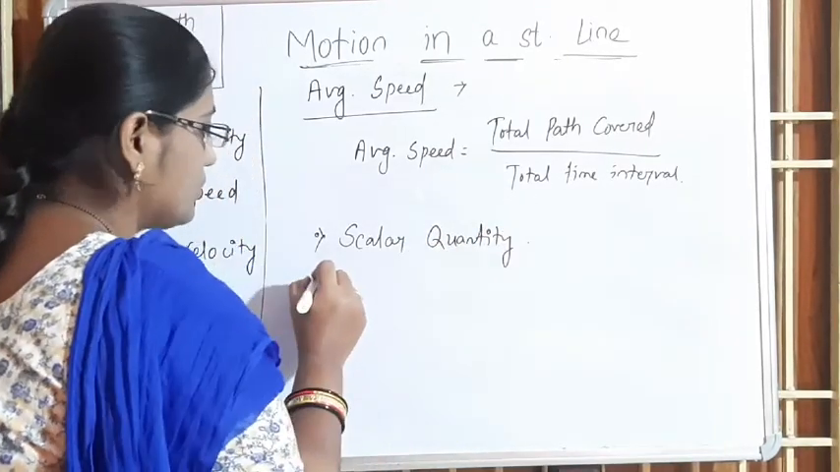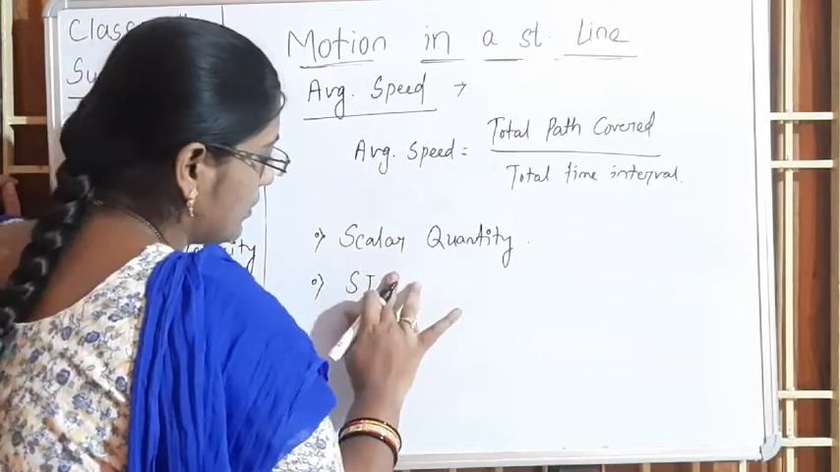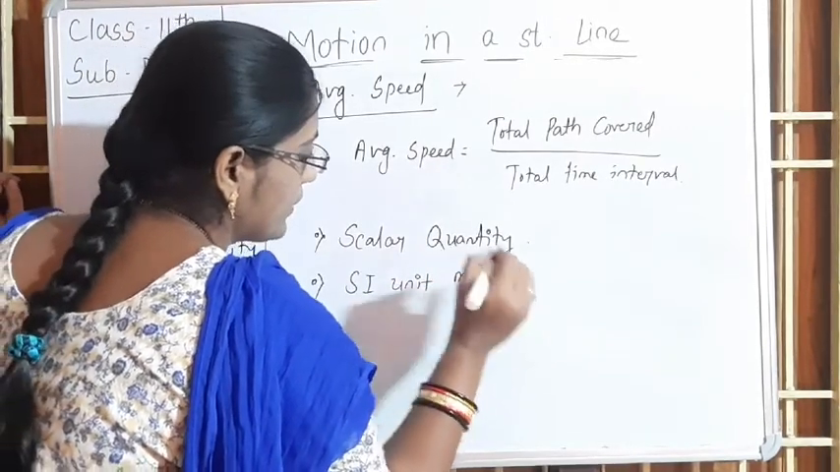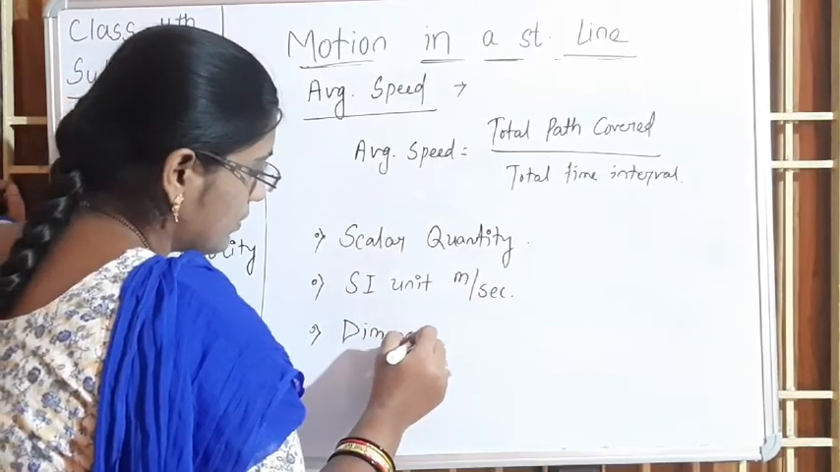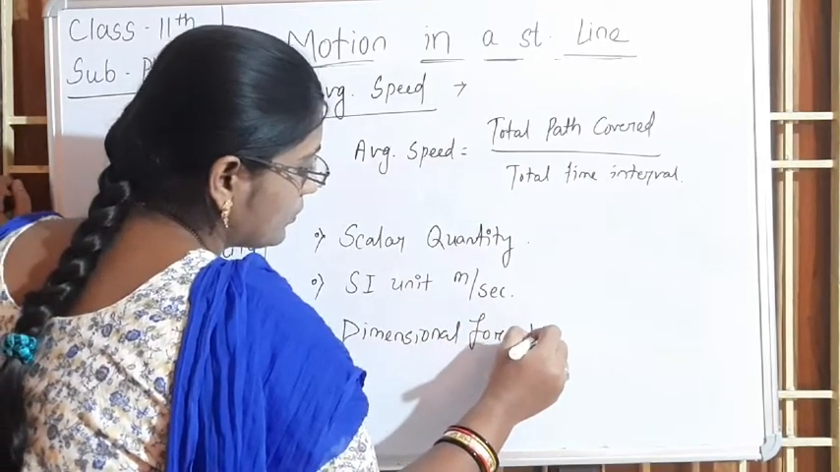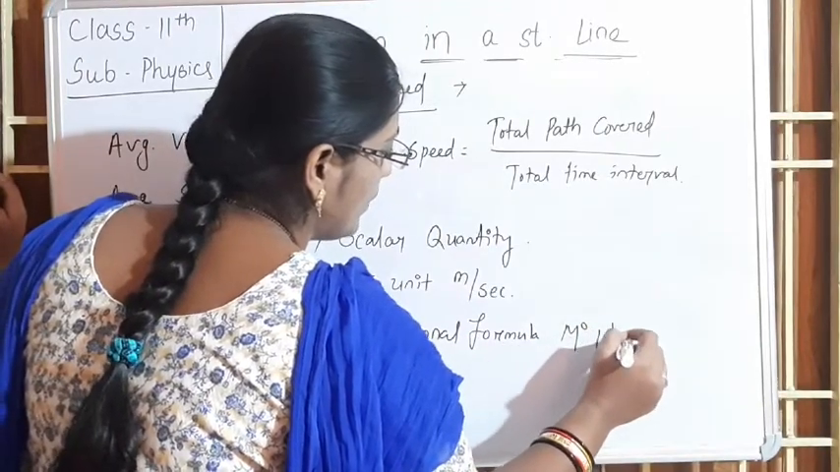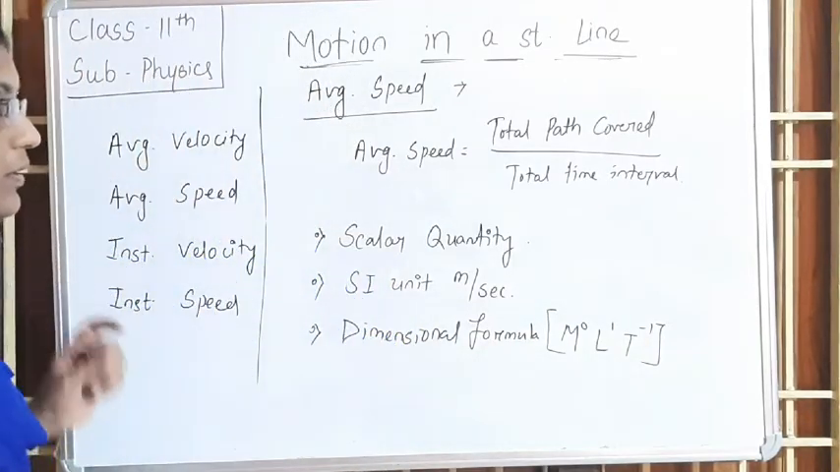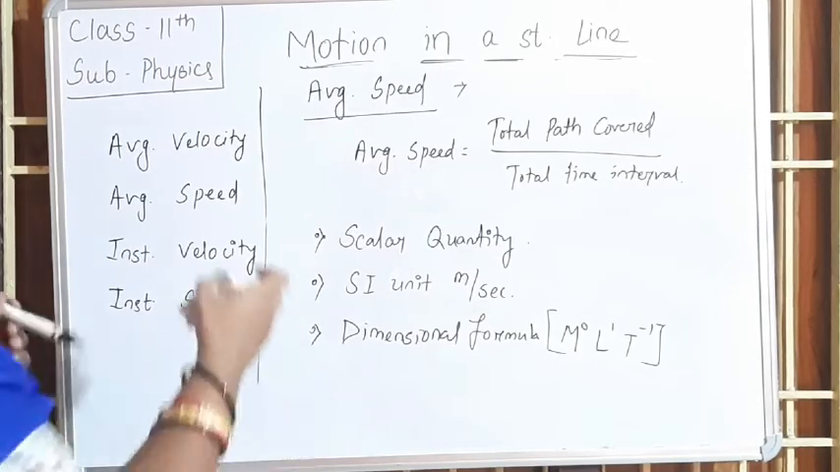Its unit is also the same as average velocity, that is meter per second. And the dimensional formula is also the same as average velocity, that is M0 L1 T minus 1. Clear? Next, come to instantaneous velocity.